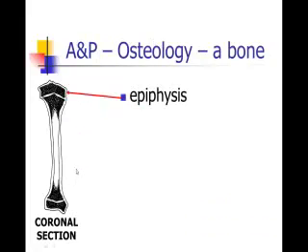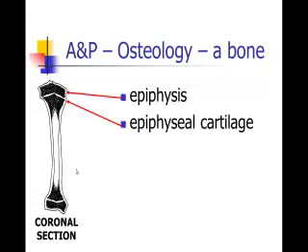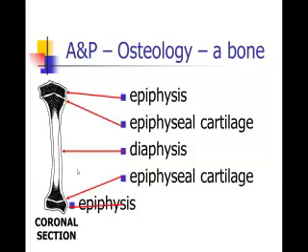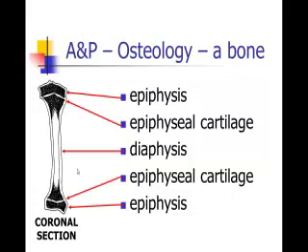Okay, here's a coronal section through a long bone. We have the epiphysis at one end. There's an epiphyseal cartilage. Then there's the diaphysis in the middle, another epiphyseal cartilage, and then an epiphysis at the other end. Okay, so really three distinct parts of bones. And this is not just long bones. This is a long bone, obviously, in this picture, but I can show you vertebrae, irregularly shaped bones that have these same three parts.